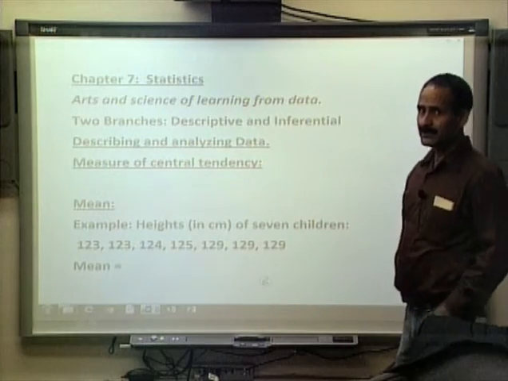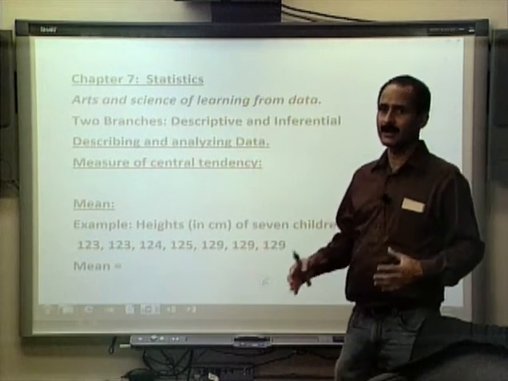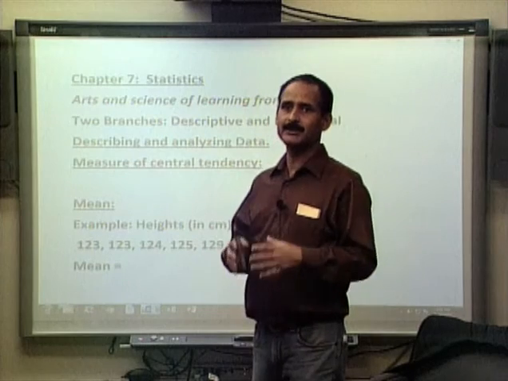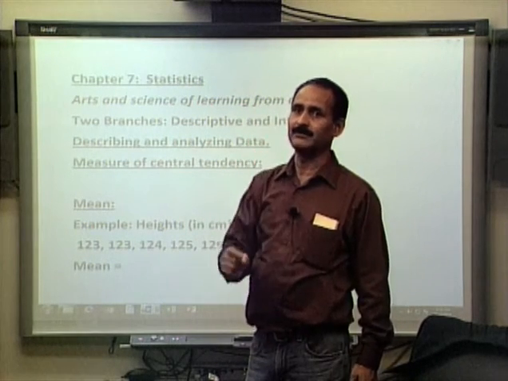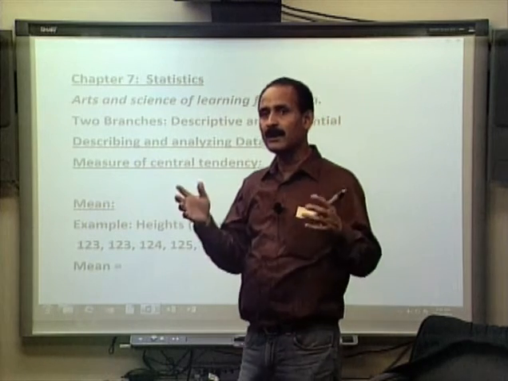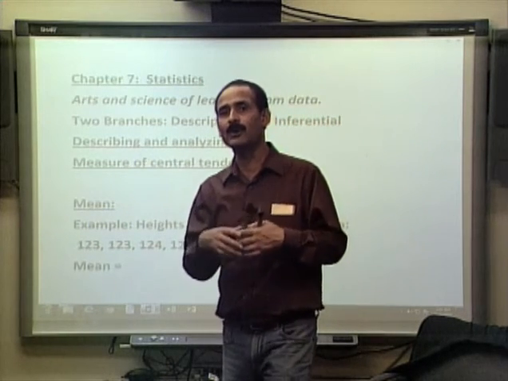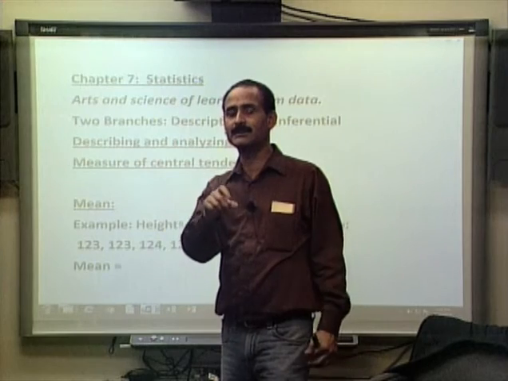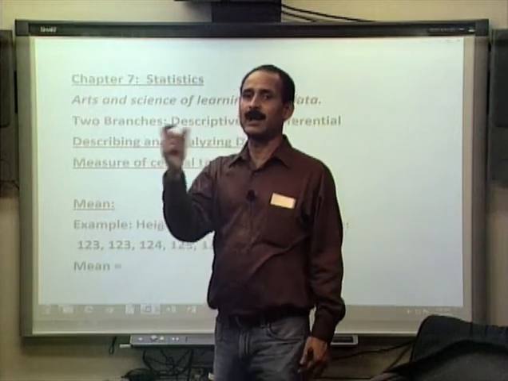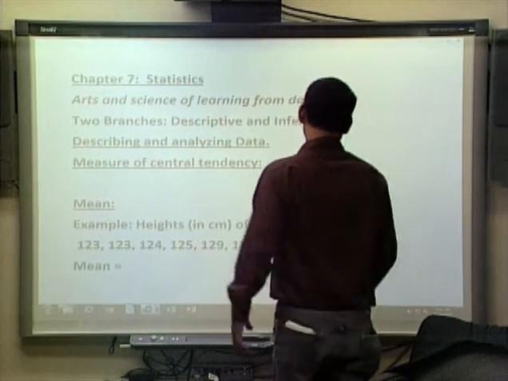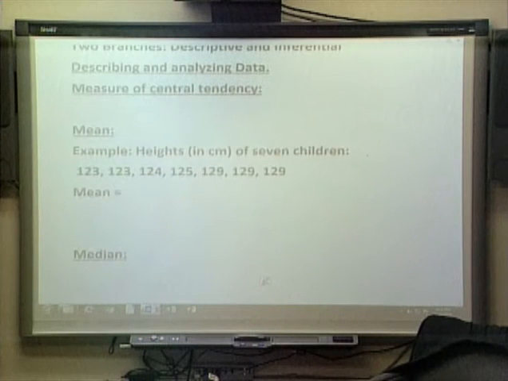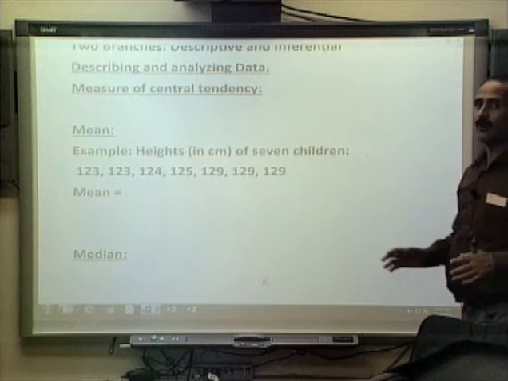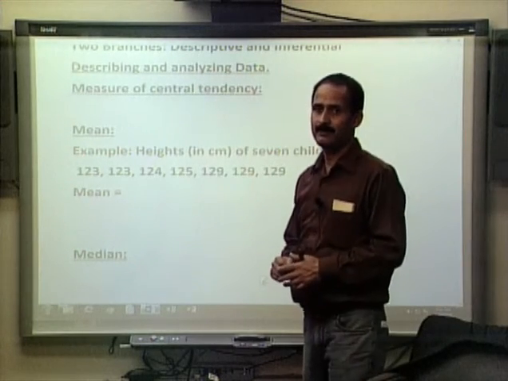One set of the numbers is called measure of central tendency. Measure of central tendency means we are trying to know the center, the core of the data, or in ordinary language we call it average. So, measure of central tendency refers to average. Well, by average we might mean several things. One of the averages is called the mean.